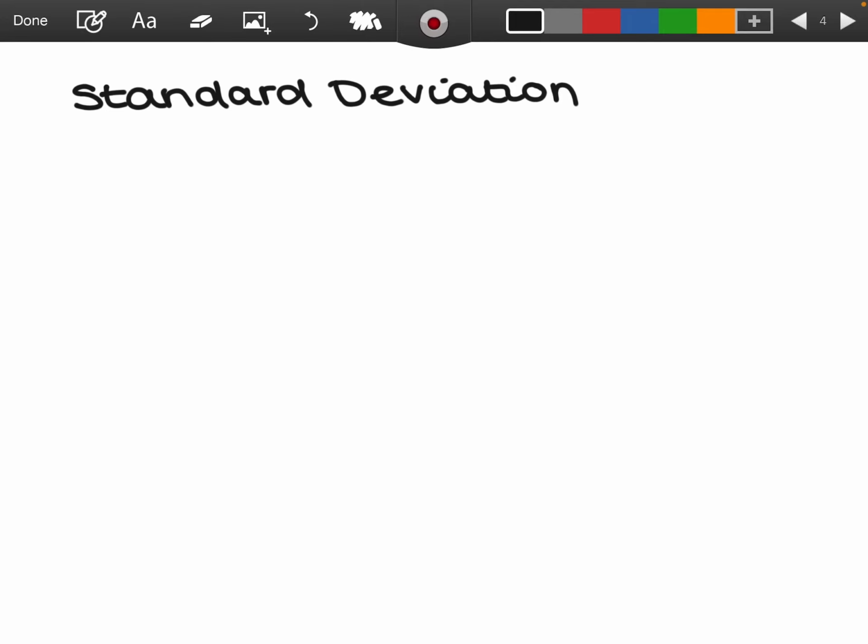Next, I want to look at what is the standard deviation. The standard deviation is just the square root of the variance, and the way that we denote the standard deviation is just by sigma x, okay? And all it is the square root of the variance.